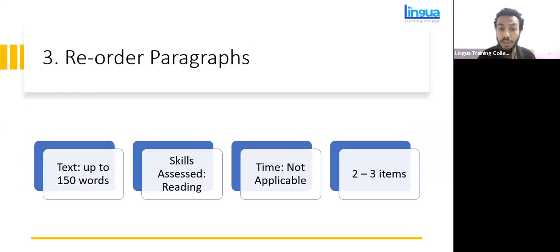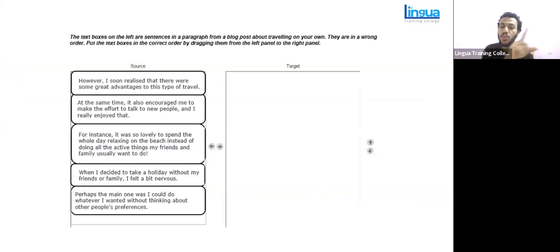For reorder paragraphs, this is the third question in the reading section. You get a text up to 150 words, which is assessing reading here for sure. And the tasks are repeated. This time, the question comes twice or 3 times. You drag and drop and put them in order. One of the strategies to bear in mind when you're answering is that for sure you don't start with "however." "However" can't be the first thing you start with, because it means there is something before it and the opposite is coming right after it.